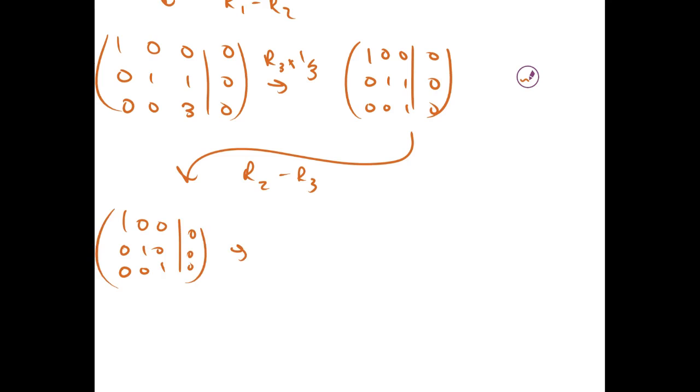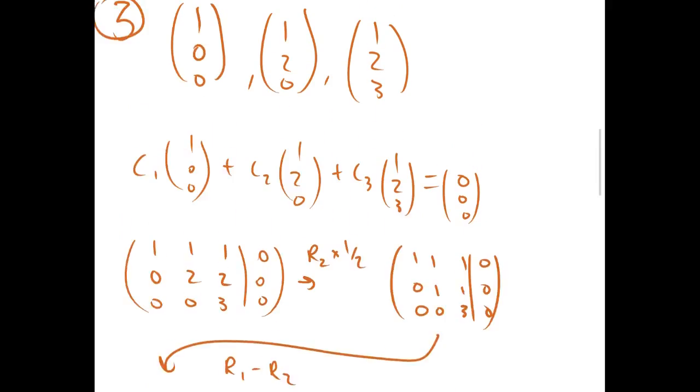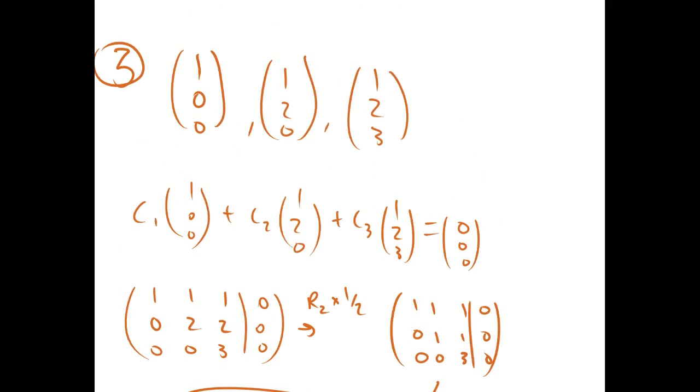So now this is telling us that C1, C2, and C3 all equal 0. So since we can't find non-zero constants for which some of these vectors will equal the 0 vector, these are all linearly independent.